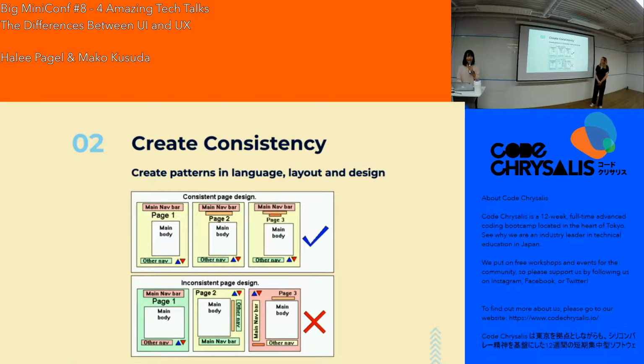Second, create consistency and use common UI elements. By using common elements in UI, users are able to get things done more quickly. It's also important to create patterns in language, layout, and design throughout the site to help improve efficiency. In the good example, it applies consistent page design, and it's easy to understand how to use.